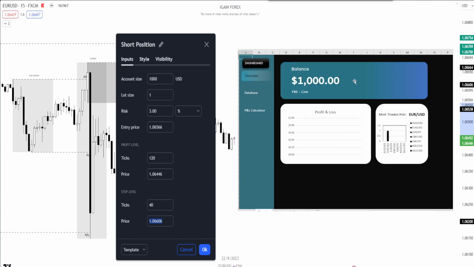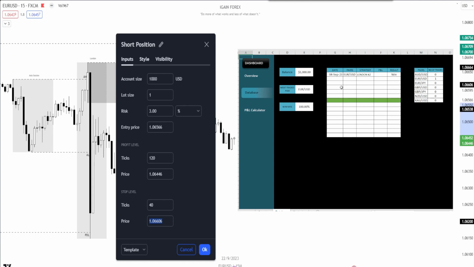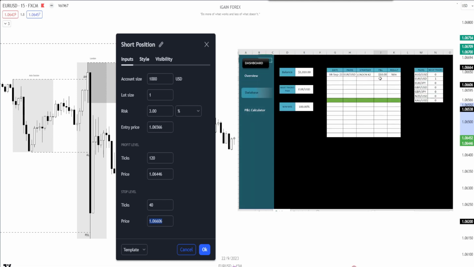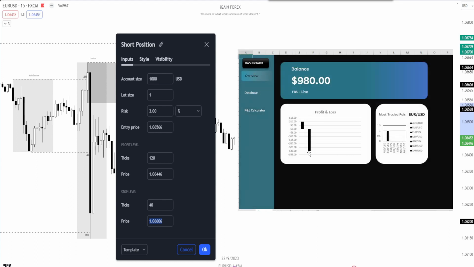As you can see here, we have a $1,000 balance in the database. For example, we win this $10. It will reflect automatically in my balance here, and we can see it in the overview. Let's say, for example, on the second day we lost 30 again. There you go. Then look at the overview, we can see this change in balance.